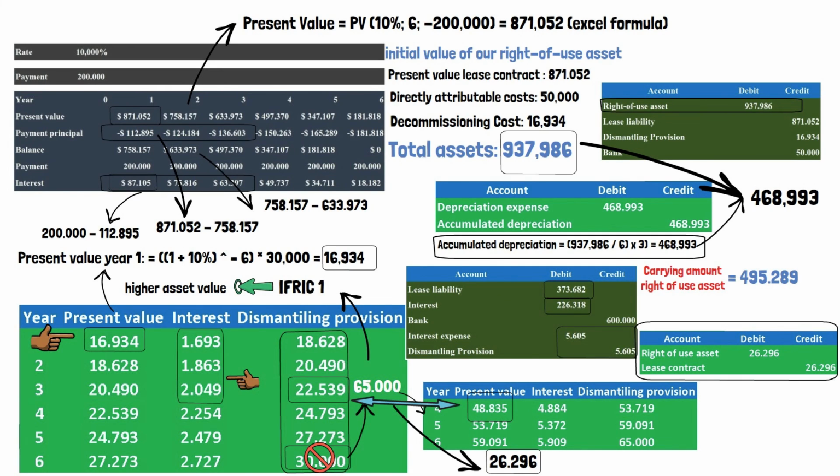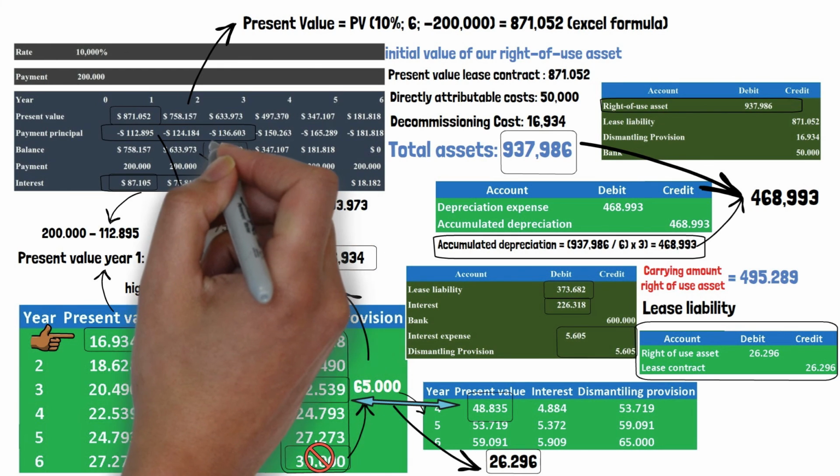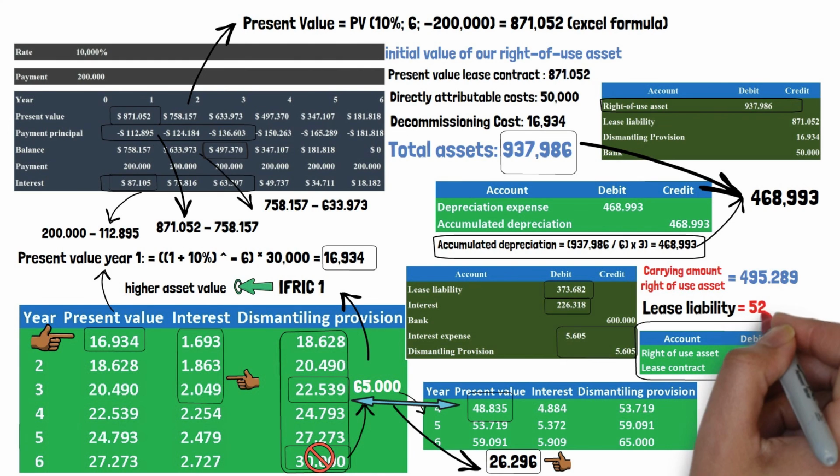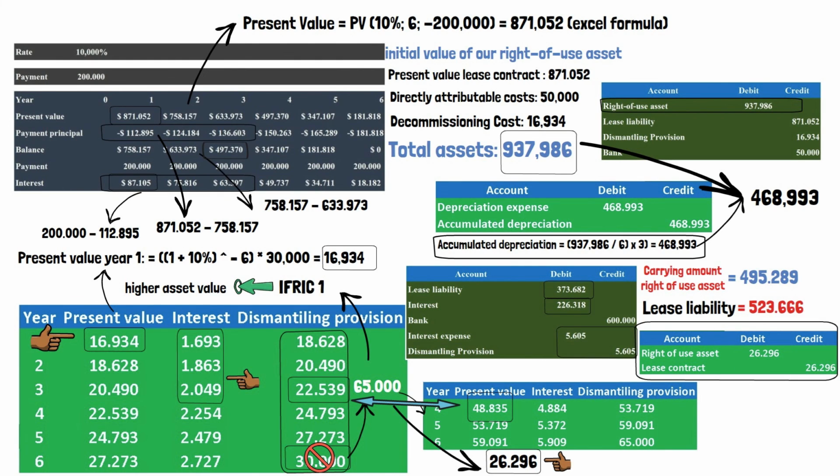On the other hand, we see that the liability of the contract at the end of year 3 is equal to 497,370. This value must also be affected by the change in the estimate of dismantling costs. So, the new contract liability at the beginning of year 4 is 523,666. In conclusion, we show an overview of right-of-use asset definition.